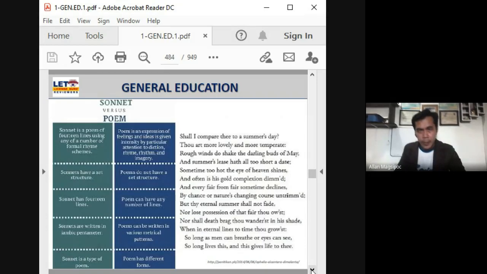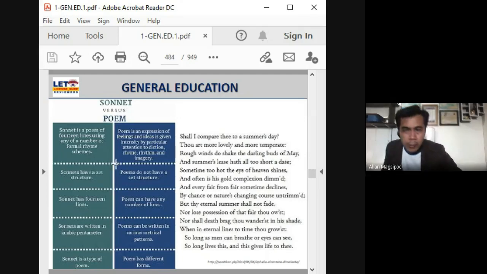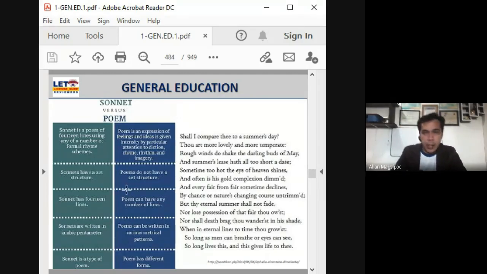And then we have here a side-by-side comparison between a sonnet and a poem. Mabasa ninyo? Kung cellphone ang gamit ninyo, i-zoom in. A sonnet is a poem of 14 lines using any of a number of formal rhyme schemes. This comparison is available on the internet, so padaanan lang natin.